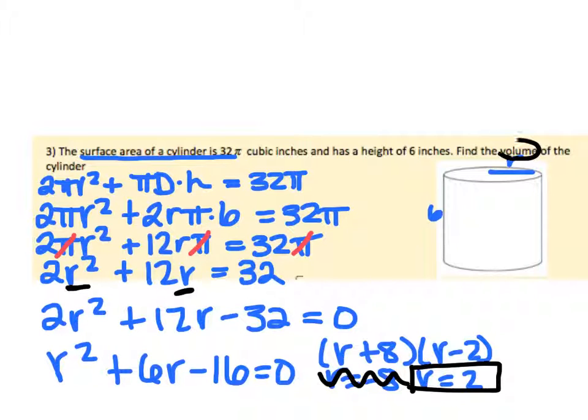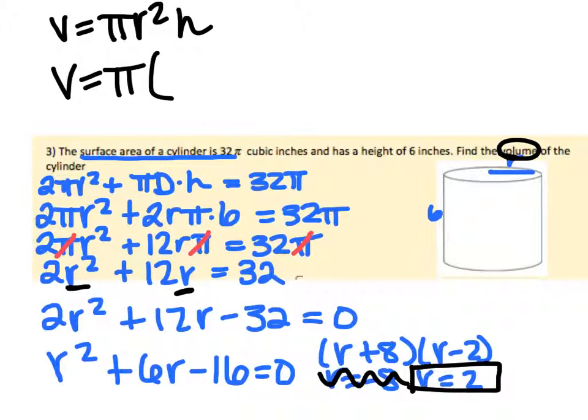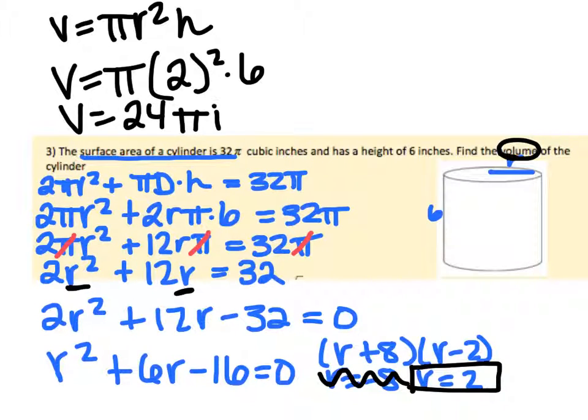So now I can find the volume since I know the radius. Remember, the volume of a cylinder is pi r squared times the height. This is going to be pi times 2 squared times 6. So your volume is going to be 24 pi inches cubed.